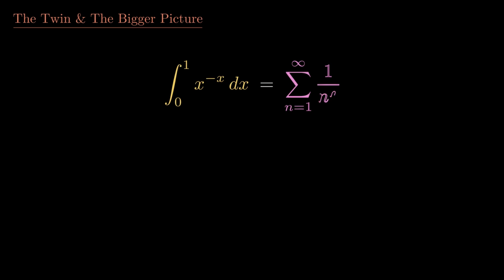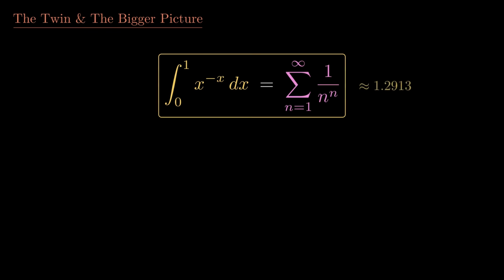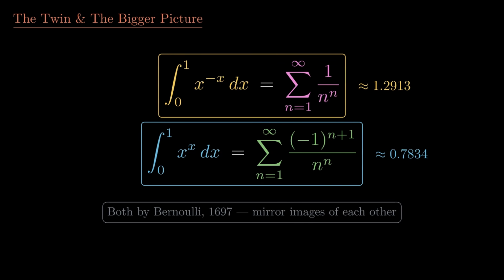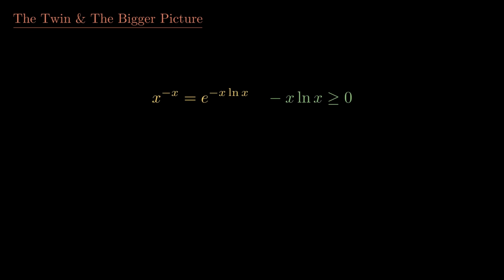The identity we proved is this. The integral from 0 to 1 of x to the negative x dx equals the sum from n equals 1 to infinity of 1 over n to the n. But Bernoulli found a twin identity as well. The integral from 0 to 1 of x to the x dx equals the sum from n equals 1 to infinity of negative 1 to the n plus 1 over n to the n. The difference is just the sign in the exponent.